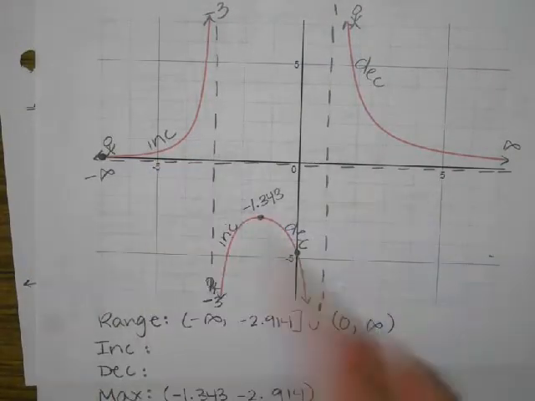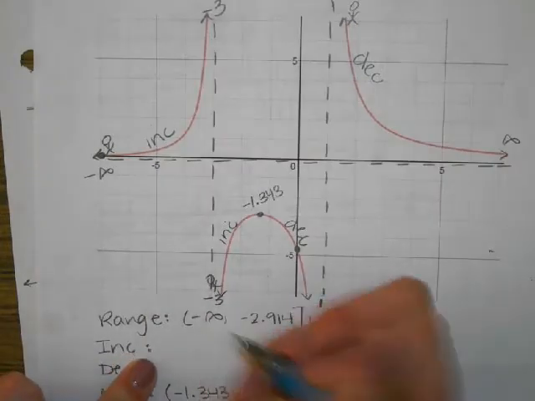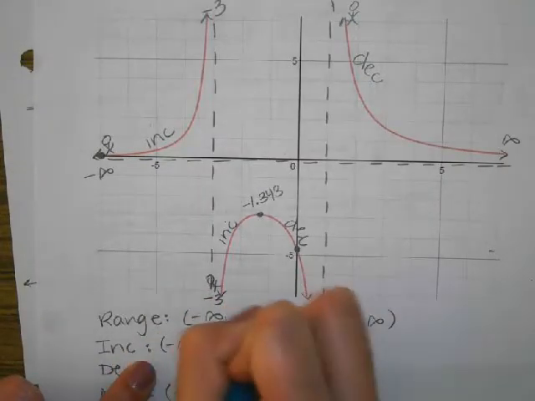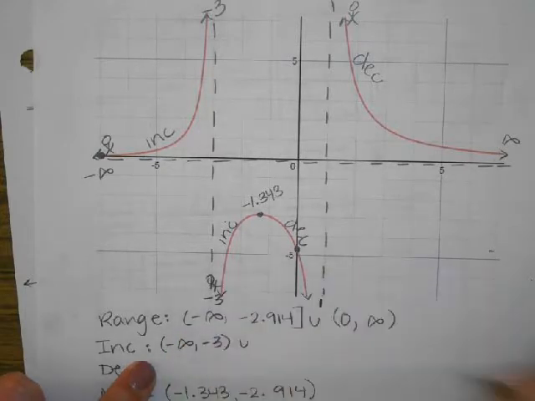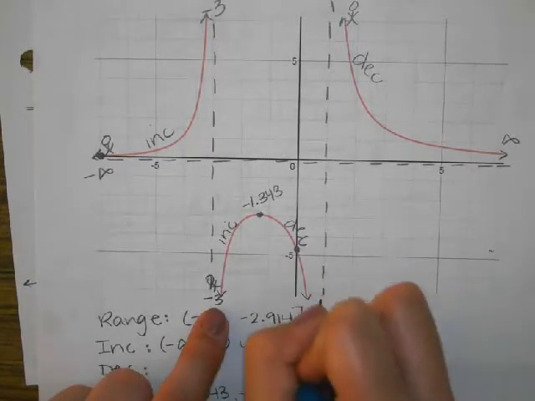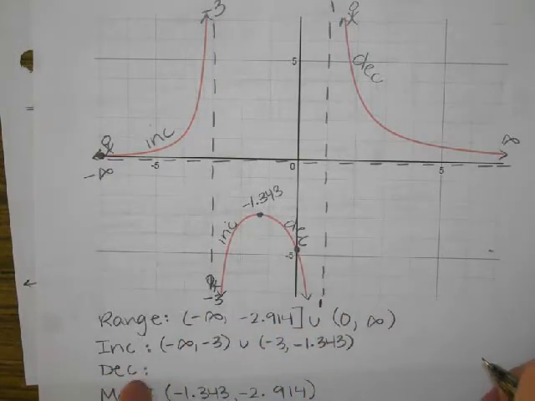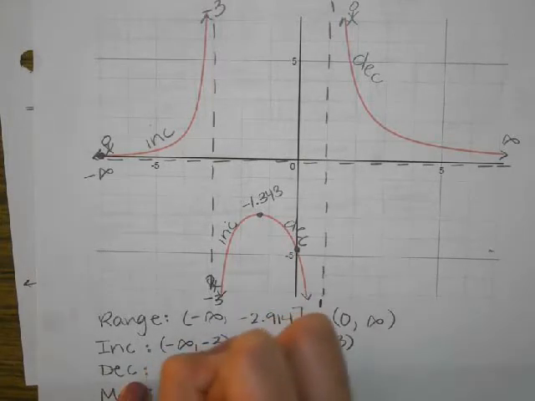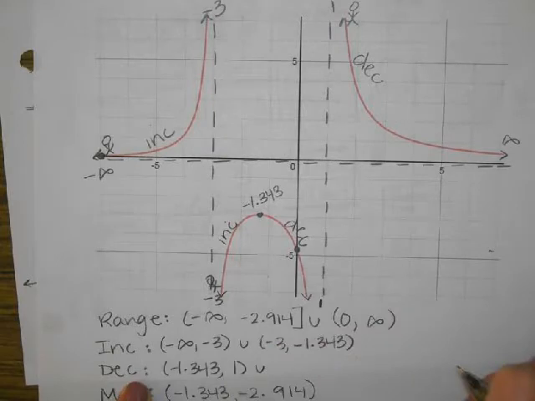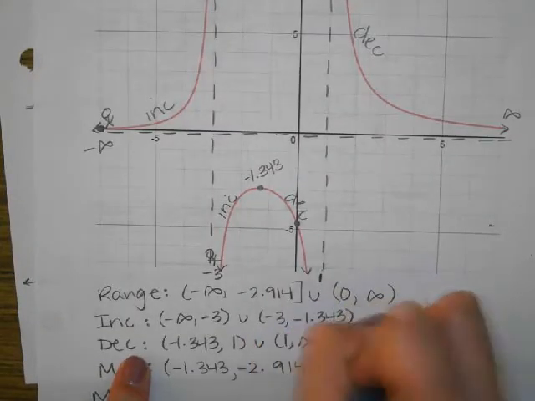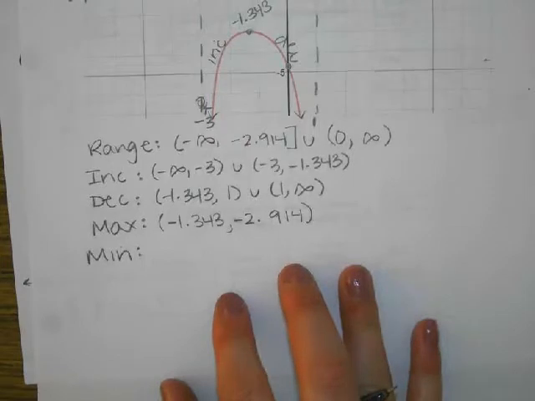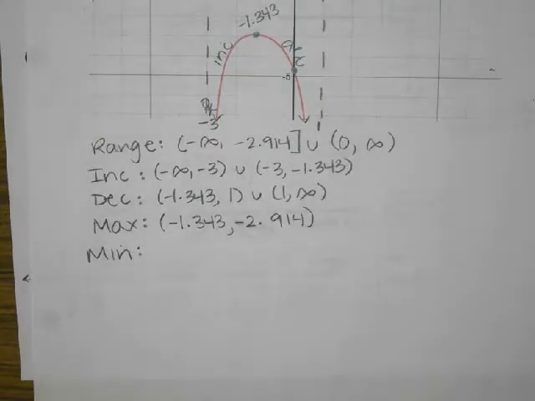Okay, so let's go ahead and write these down. The first one is increasing, so we increase from negative infinity to negative 3. And then the other increasing is negative 3 to negative 1.343. Then decreasing is negative 1.343 to 1, and then 1 to infinity. So when we do these for increasing and decreasing, it is very important you label your picture, because these get real crazy real fast.